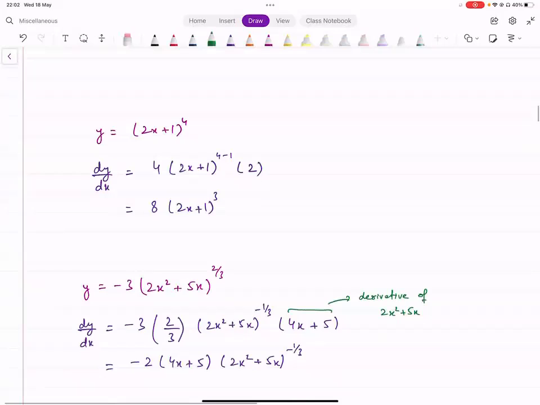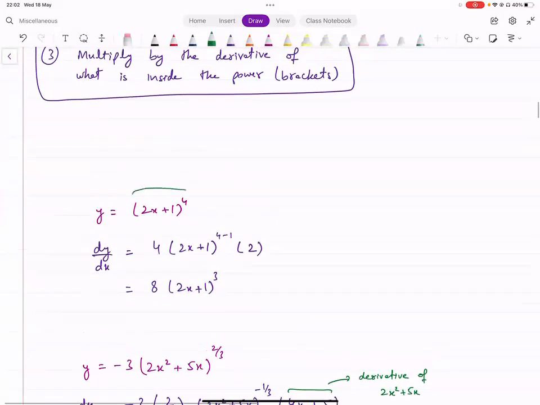Let's say you got something like this. 2x plus 1 whole raised to power 4. We want to differentiate this. क्या करेंगे? It's the power form. You multiply by the power. 4 से multiply कर दिया. Whatever is inside the brackets, that remains as it is. You subtract 1 from the power. 4 में से 1 minus कर दिया.